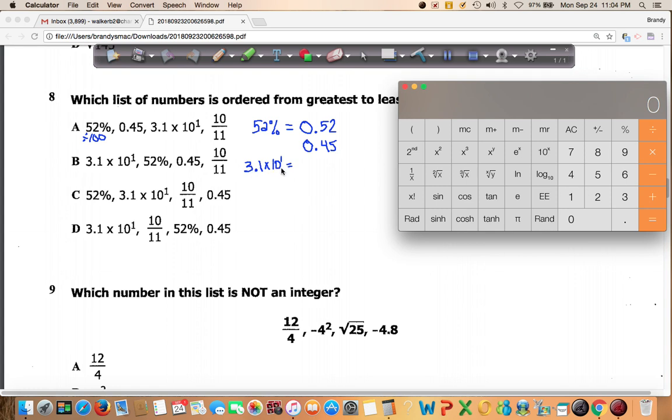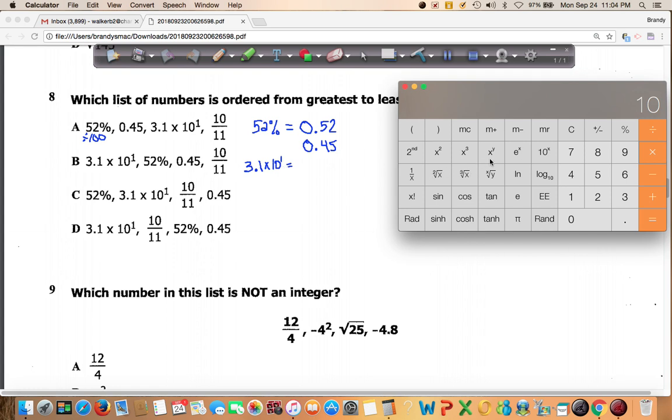So you type it in just like you see it. 3.1 times 10 to the first power and then hit equals. So you're going to do 3.1 times 10. Now stop here. Don't hit equals yet because you have your exponent.